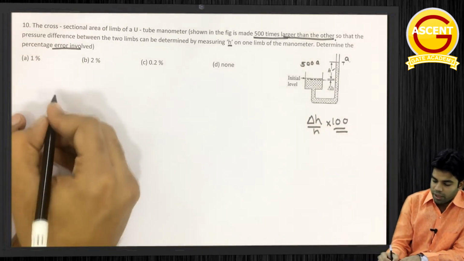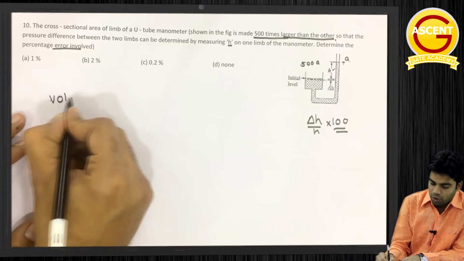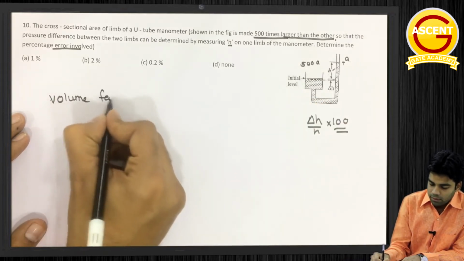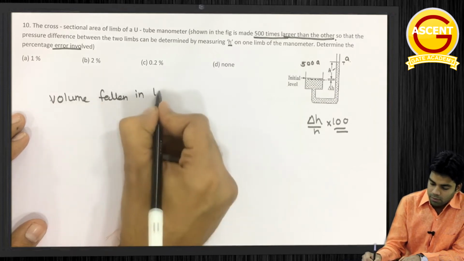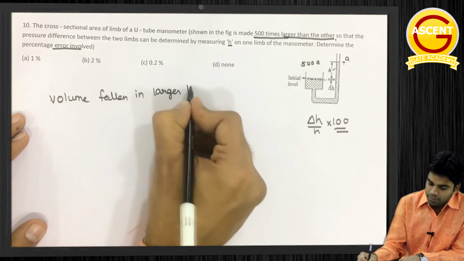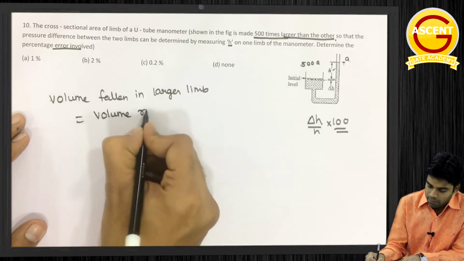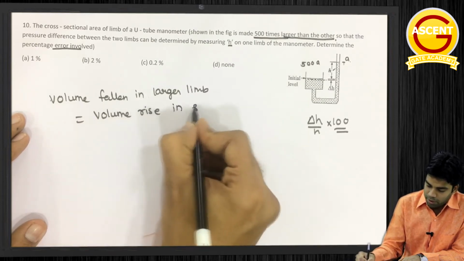Okay, so for this what we can do is, the volume fallen in the bigger limb or larger limb is equal to volume risen in smaller limb.